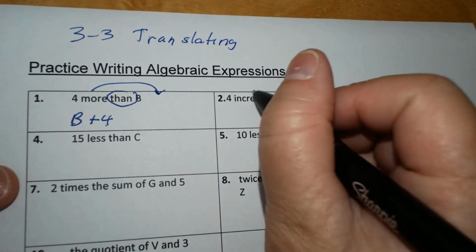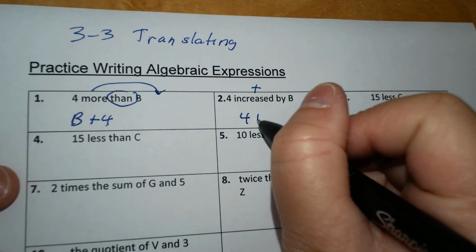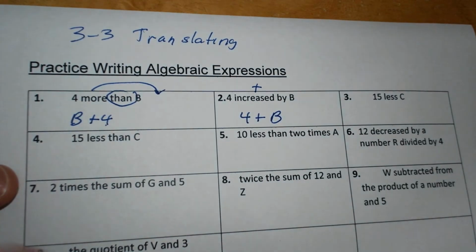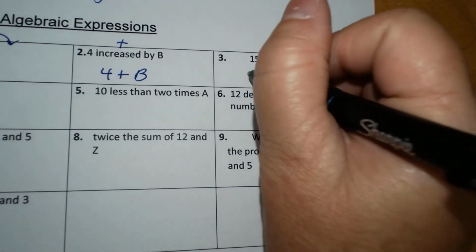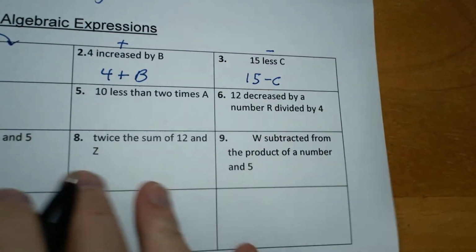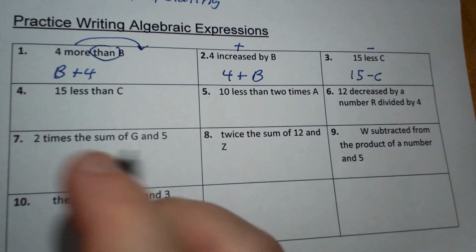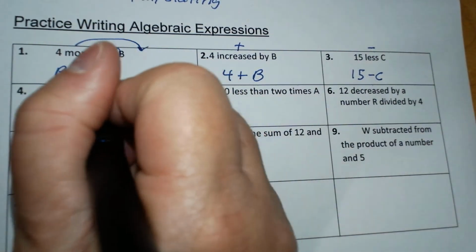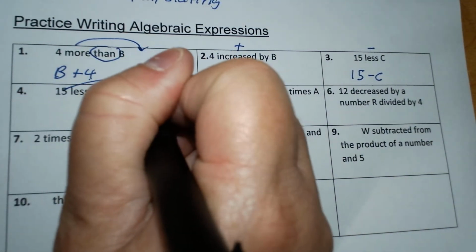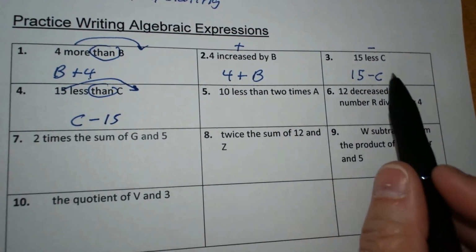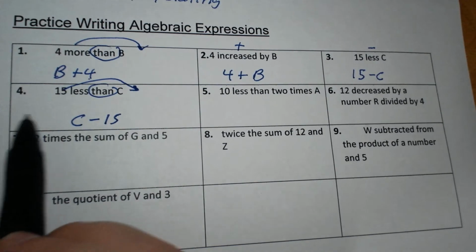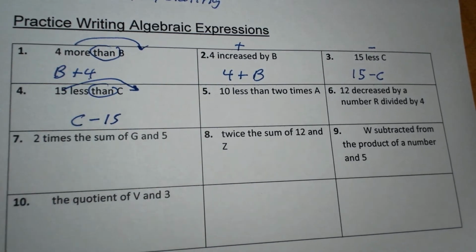4 increased. Increased is plus. 4 increased by B. 15 less. Less is minus. 15 minus C. 15 less than C. There's a then. This comes to the back, and it becomes C minus 15. Notice when there's no then, it's 15 minus C, but the then causes it to be C minus 15.